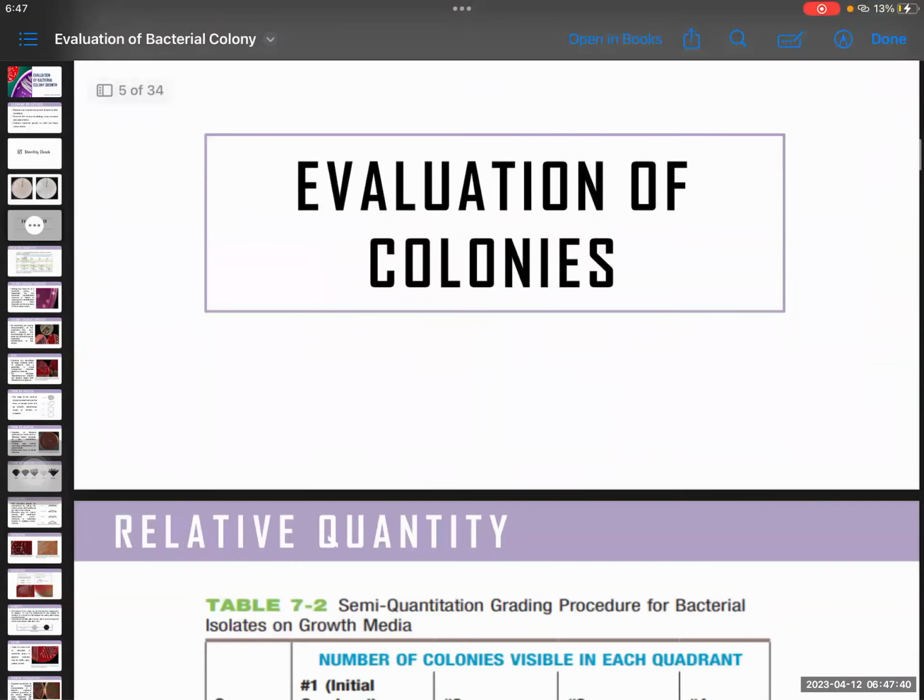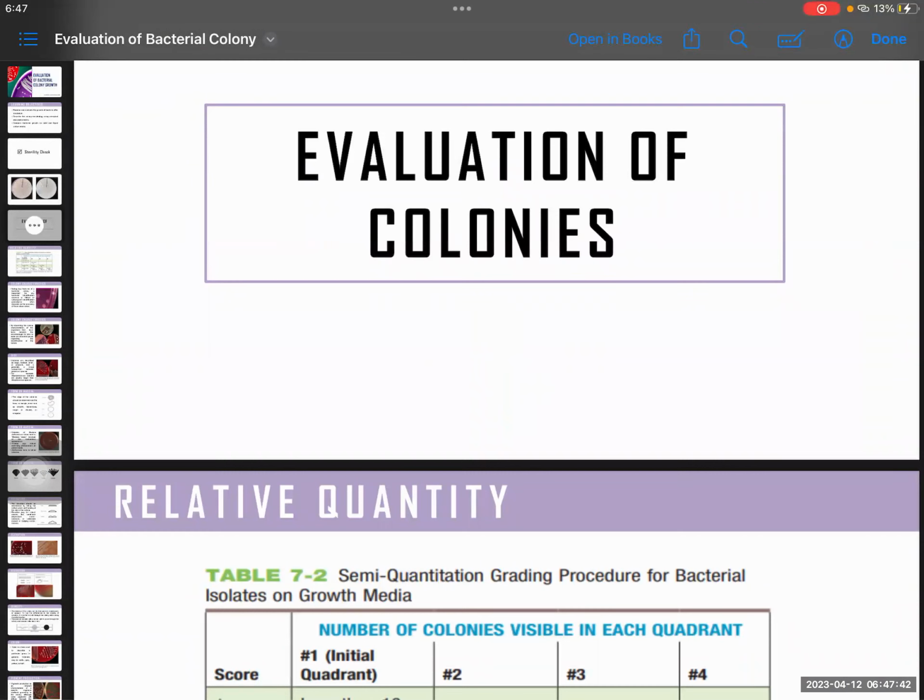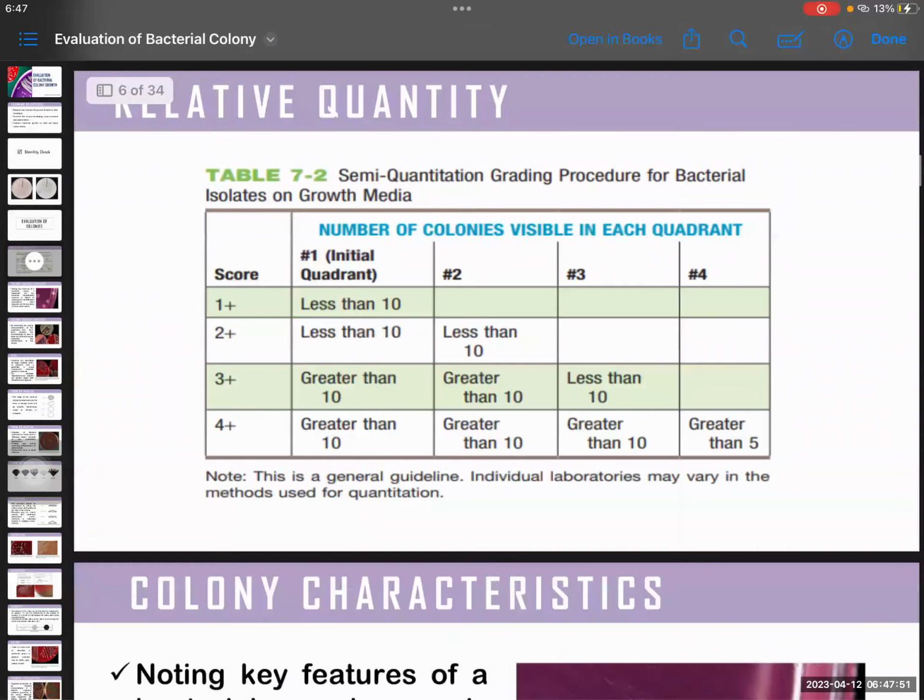Okay, now let's go over the evaluation of colonies. If the growth is good, and you were able to observe a very uniform growth, then we can go right ahead with the evaluation.